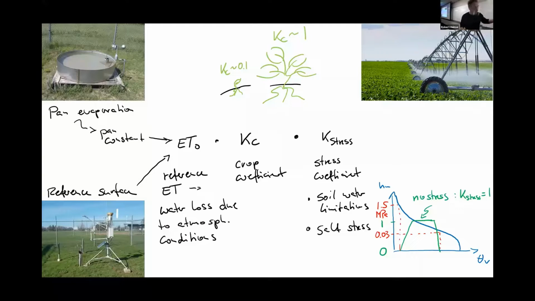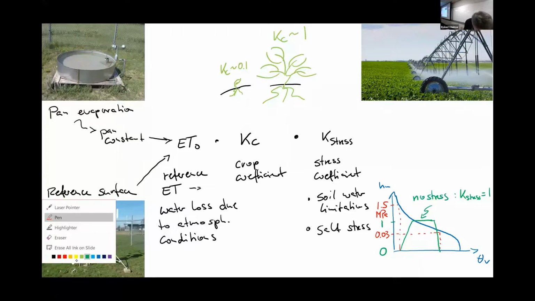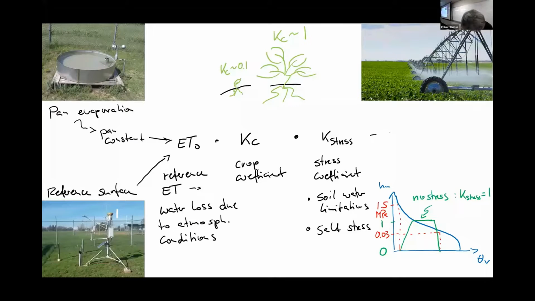So you multiply all this together, and what you get is an estimated actual ET for a given crop. And that actual ET is the one that can inform your irrigation decisions. So the way this works is that this reference surface ET is calculated with the famous equation called the Penman-Monteith equation.